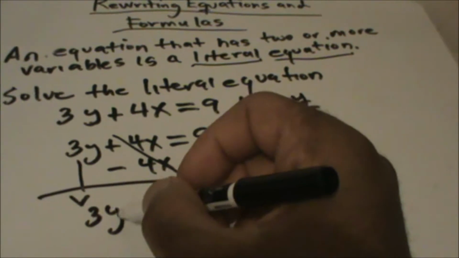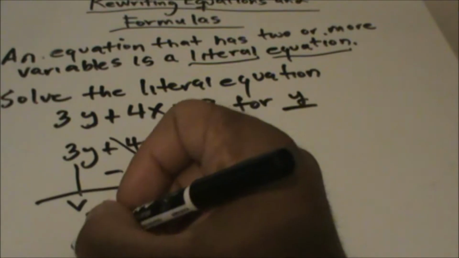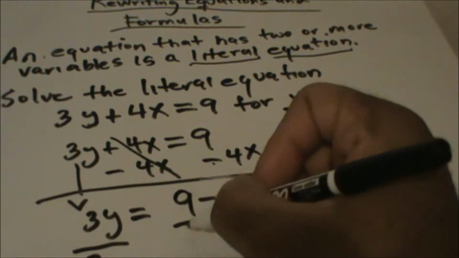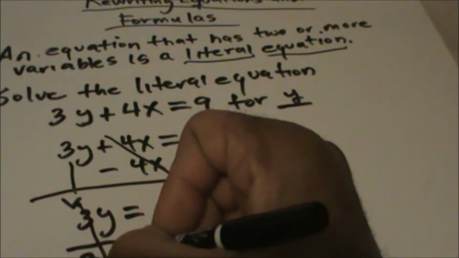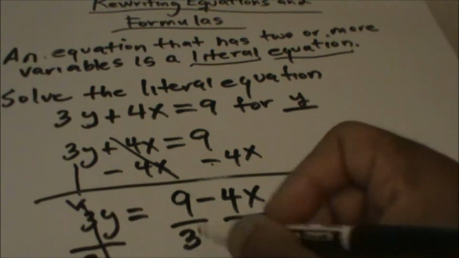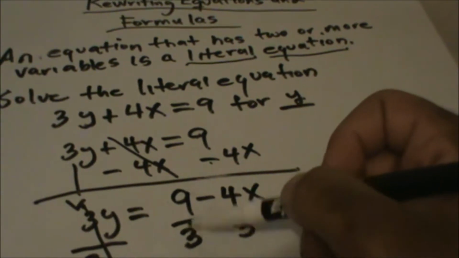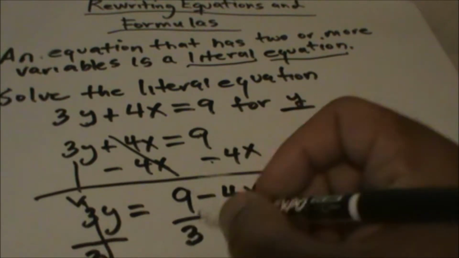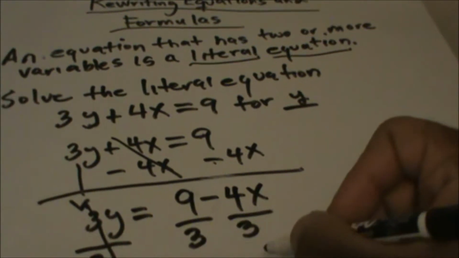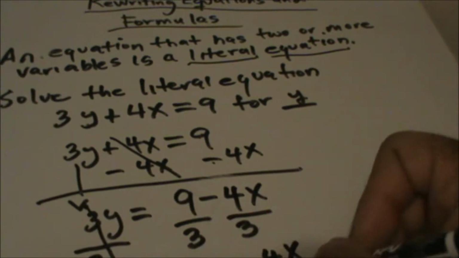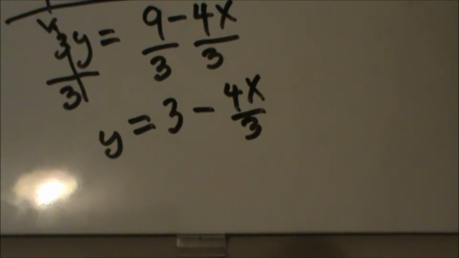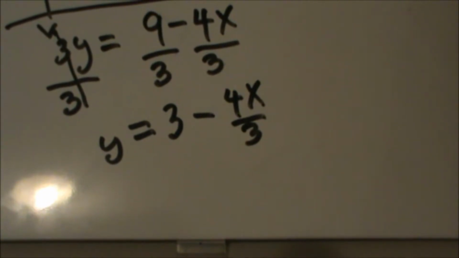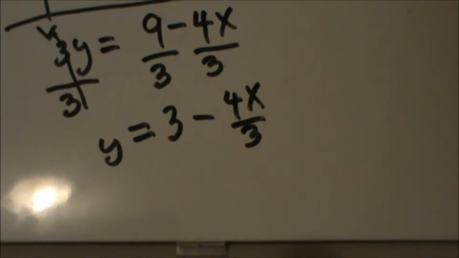Now we need to divide by 3 on both sides. So we're going to divide 3 here and then divide 3 here. Okay, so they cancel. You have y equals 9 over 3, which reduces to 3, minus 4x over 3. And this is your answer. So y equals 3 minus 4x over 3, or y equals 3 minus 4/3 x.